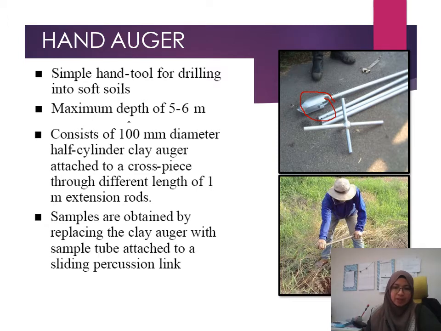From the hand auger we can get the soil sample when you advance the hand auger. It will rotate into the ground, and then all of the soil will come out during that process. From that we can collect the soil sample, and that soil sample we can call a disturbed sample.